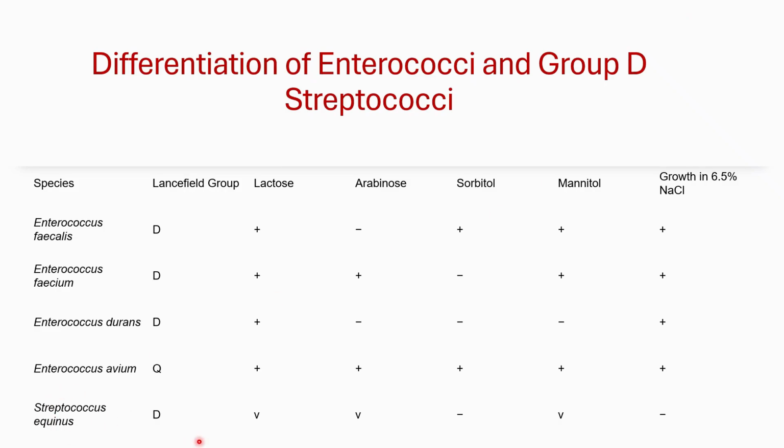Finally, Streptococcus equinus is a group D streptococcus that shows a variable reaction to lactose, arabinose and mannitol fermentation and does not ferment sorbitol. It is a clear negative for sorbitol. For the others, it is variable, and it cannot grow on 6.5% sodium chloride.